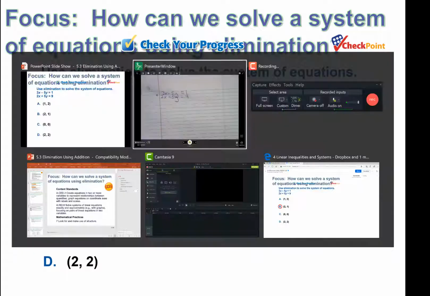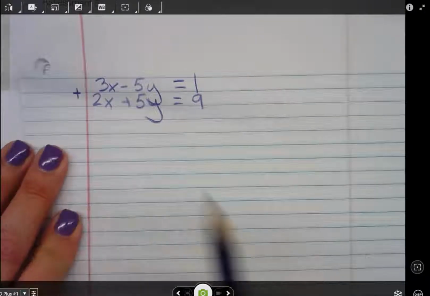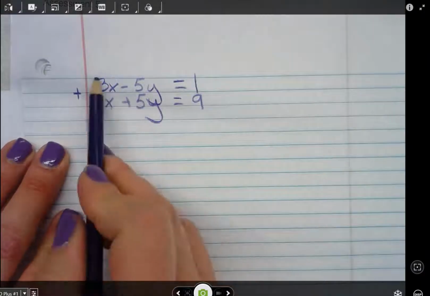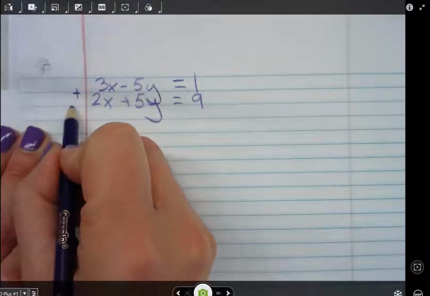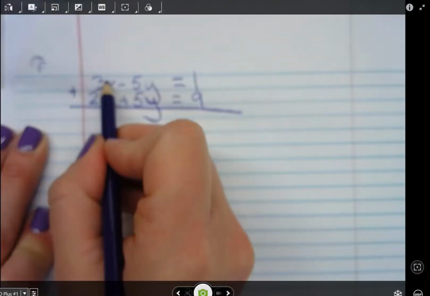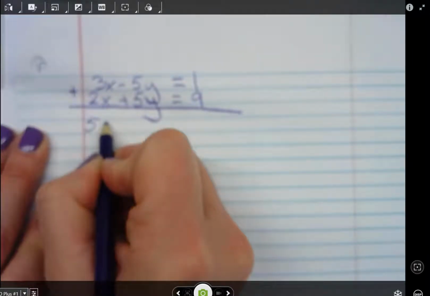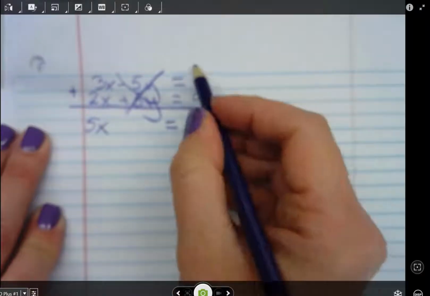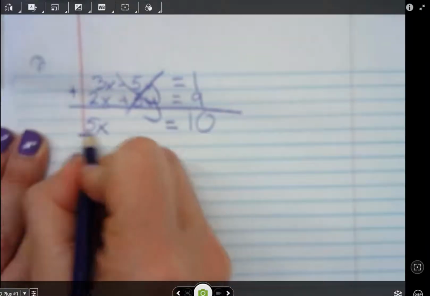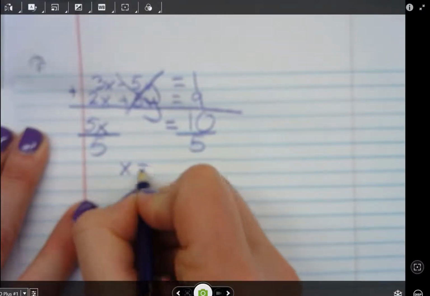Okay, that was 2 minutes. So let's look at solving this system. The system is already aligned for us with our like terms set on top of each other. So we can add the two equations together. If I add 3x plus 2x, we get 5x. Negative 5y plus 5y gives us 0y, so these are going to cancel. Bring down the equal sign, 1 plus 9 is 10. Divide both sides by the coefficient 5, and we get x equals 2.